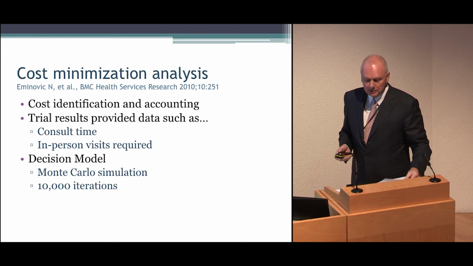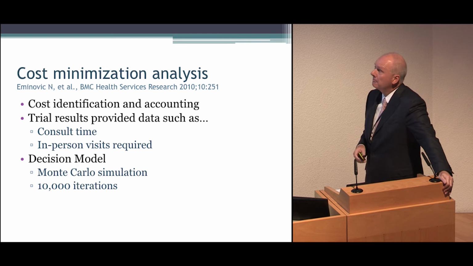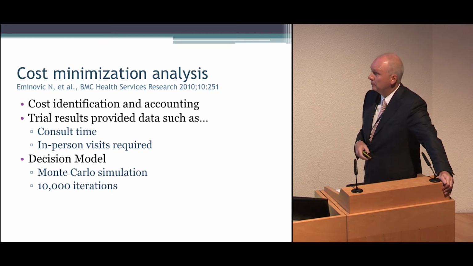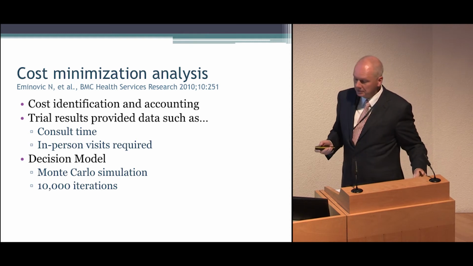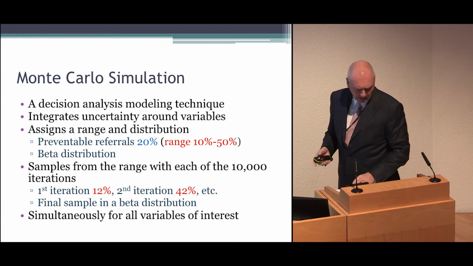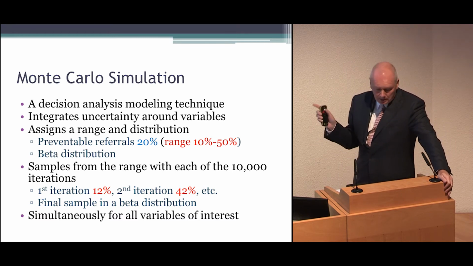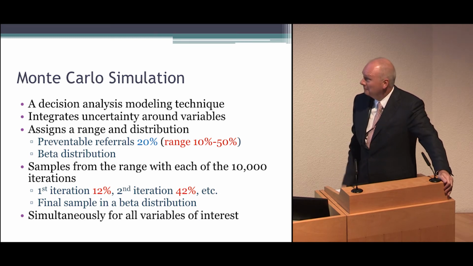So they performed a cost identification and accounting, as you always should do in these kinds of studies. In this case, the trial provided data such as consult time, in-person visits required, and obviously other data points as well. The study used a decision model that used Monte Carlo simulation that ran 10,000 iterations of the simulation. Now, to be honest with you, only a fool would attempt to explain Monte Carlo simulation with one slide, but here's my one slide.